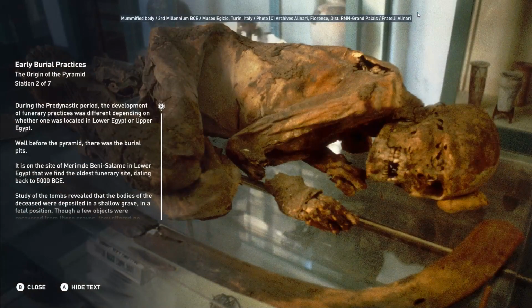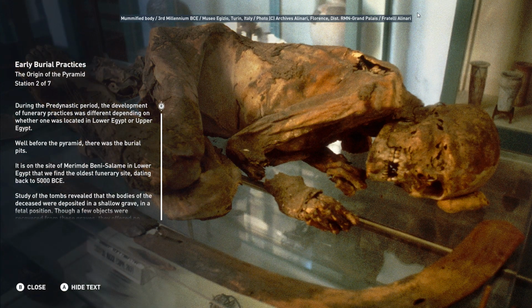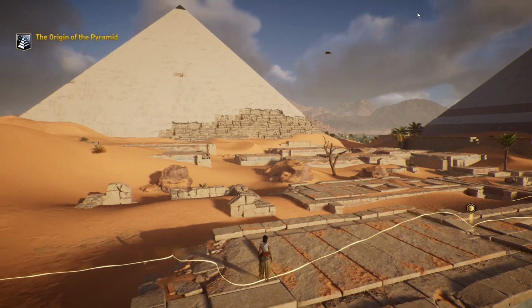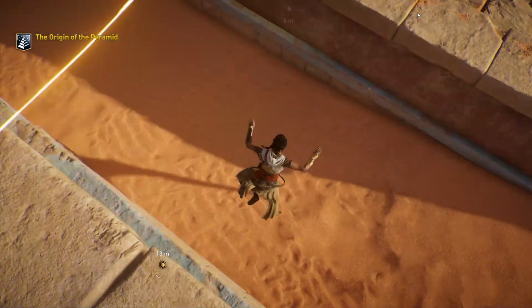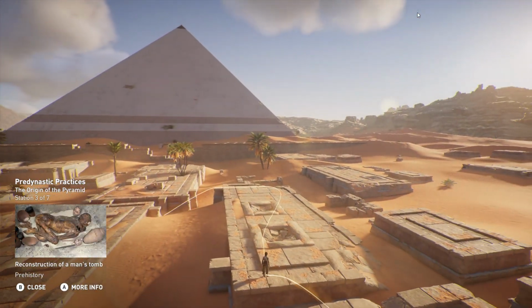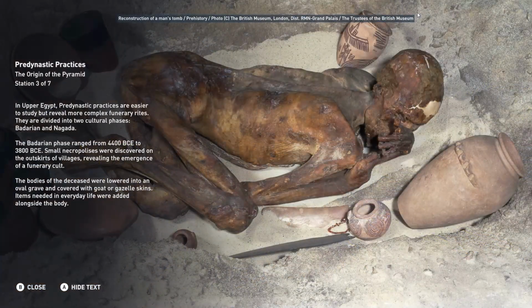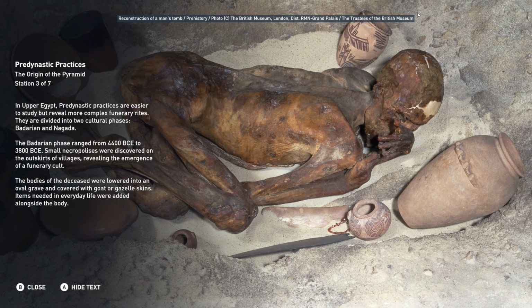During the pre-dynastic period, the development of funerary practices was different depending on whether one was located in Lower Egypt or Upper Egypt. Well before the pyramid, there were burial pits. In Upper Egypt, pre-dynastic practices are easier to study, but reveal more complex funerary rites. They are divided into two cultural phases, Badarian and Nagada.